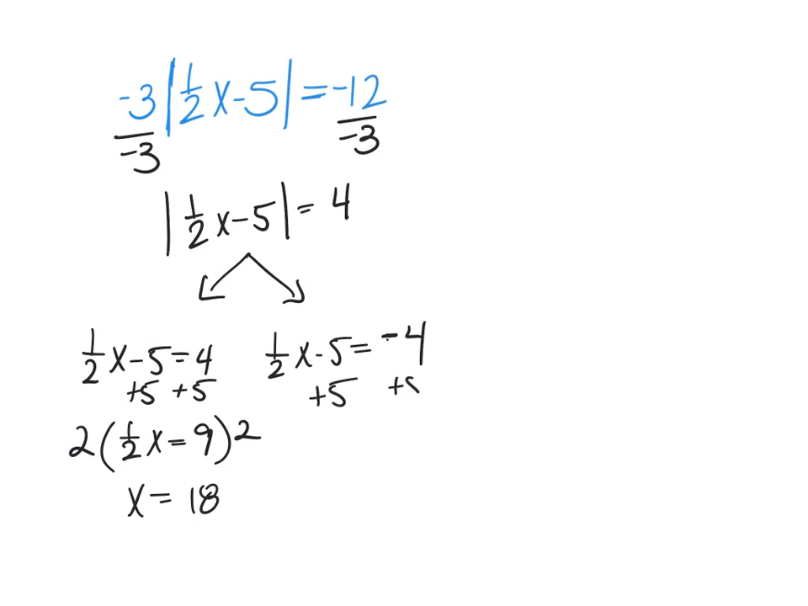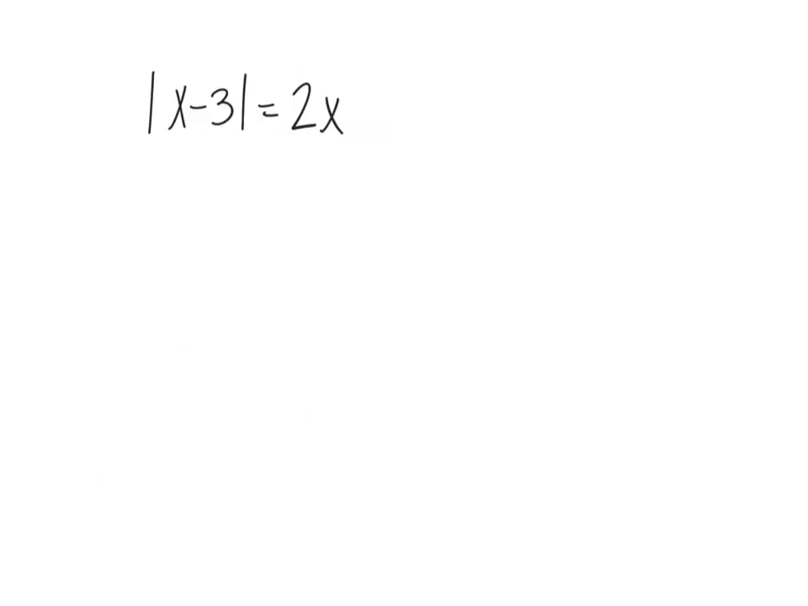And then on this one, we're going to add 5 as well. 1/2 x is equal to 1. And again, we're going to times by 2. So x is equal to 2. And 1/2 of 2 is 1. So that worked. Now I don't have variables on both sides, so extraneous isn't as much of an issue, but I can still plug it in to check if you wanted to. And the next one: the absolute value of x minus 3 equals 2x.